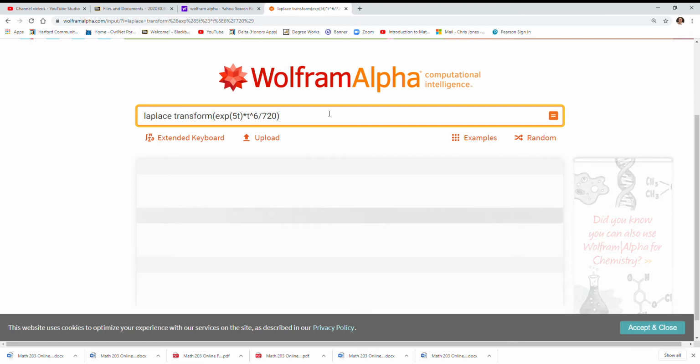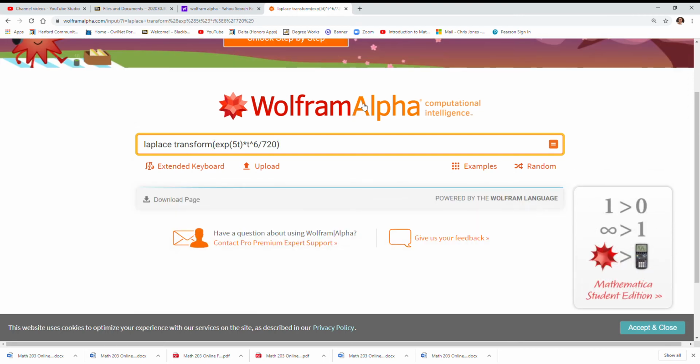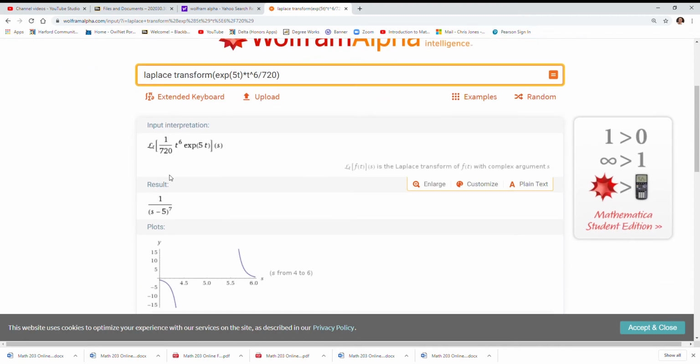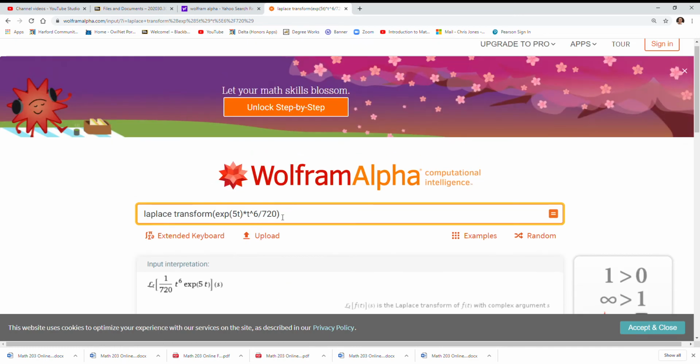And if we execute this, we get 1 over s minus 5 to the 7th power. All right, and you might remember that that was what we got before when we did this. So hopefully that's a good indicator as to how to work these types of problems with Laplace transforms to check your answer. We can do the same thing with inverse Laplaces, which is even nicer.